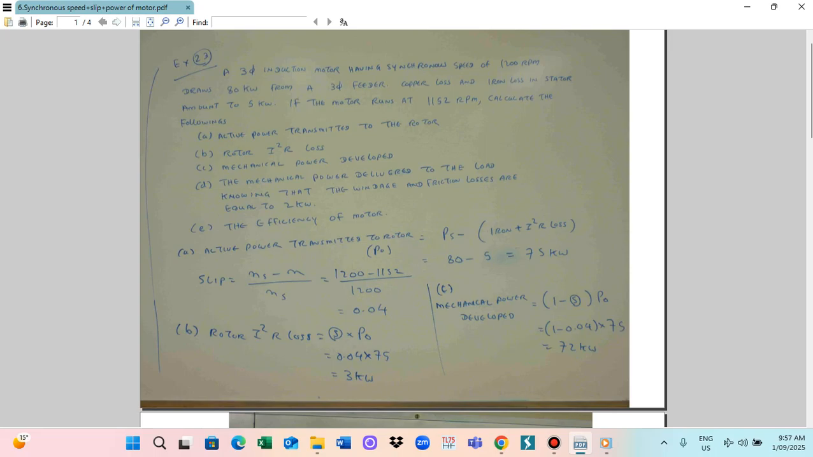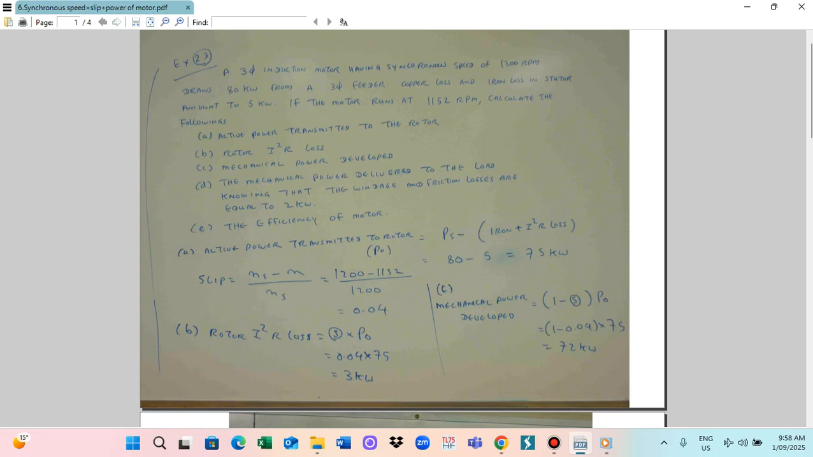Then we also need to calculate the slip. The approximate formula for slip is (NS minus N) divided by NS. The synchronous speed NS is given as 1,200 RPM, and N is 1152. So we substitute: 1200 minus 1152, divided by 1200. By solving this, we get a slip of 0.04. So this is for the active power transmitted to the rotor.